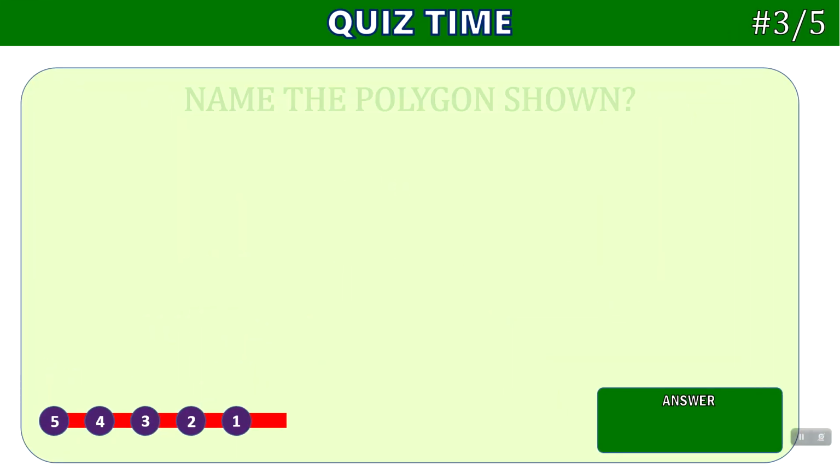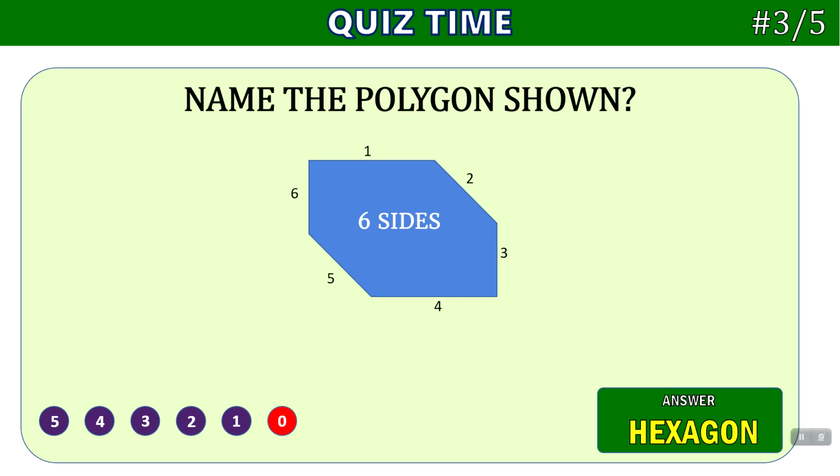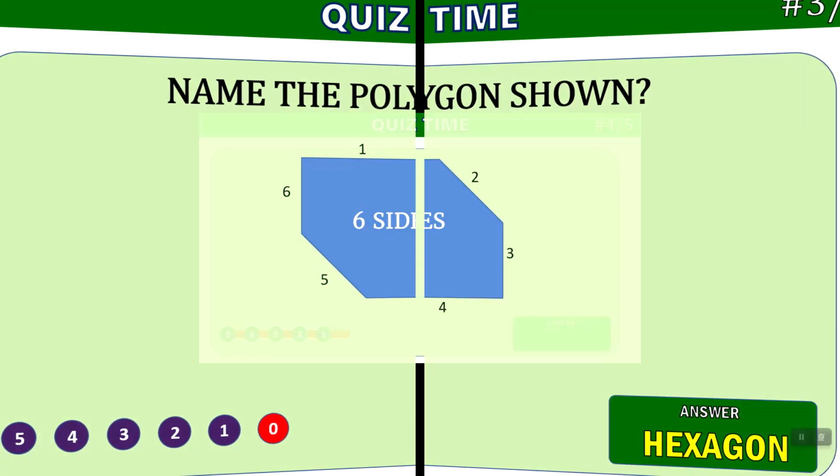Question 3. Name the polygon shown. Time's up. The answer is hexagon. Again, let's count the sides to be sure. 1, 2, 3, 4, 5, 6. 6 sides makes this a hexagon. This is an irregular hexagon.